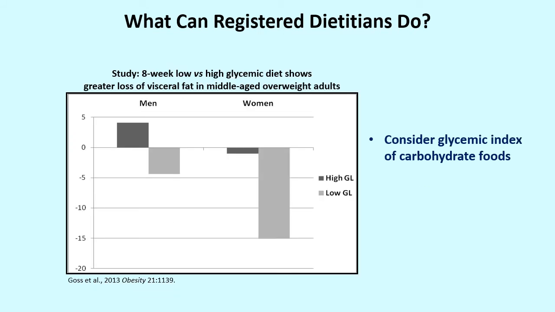And not just the amount of carbohydrate, but also the types of carbohydrates, specifically with regard to the glycemic index, or perhaps the amount of simple sugars in the diet. And here we see a significant effect of loss of visceral fat when we provide a low glycemic diet compared to a high glycemic diet in overweight adults.